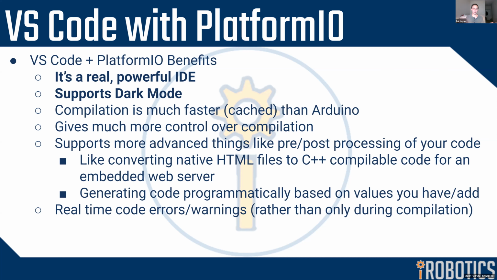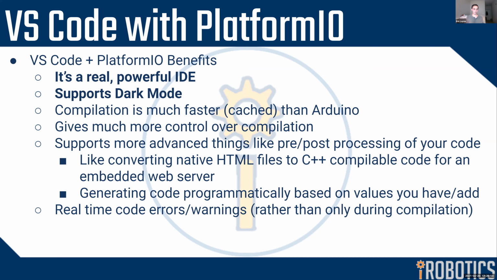But VS Code is very configurable. You can make it cache anything or everything you want. It's much faster compiling. You can control how it compiles a lot more. And you can do more advanced things with VS Code if you want, like pre or post processing of your code. So for example, if you have HTML files, you can convert them to C++ compatible code.